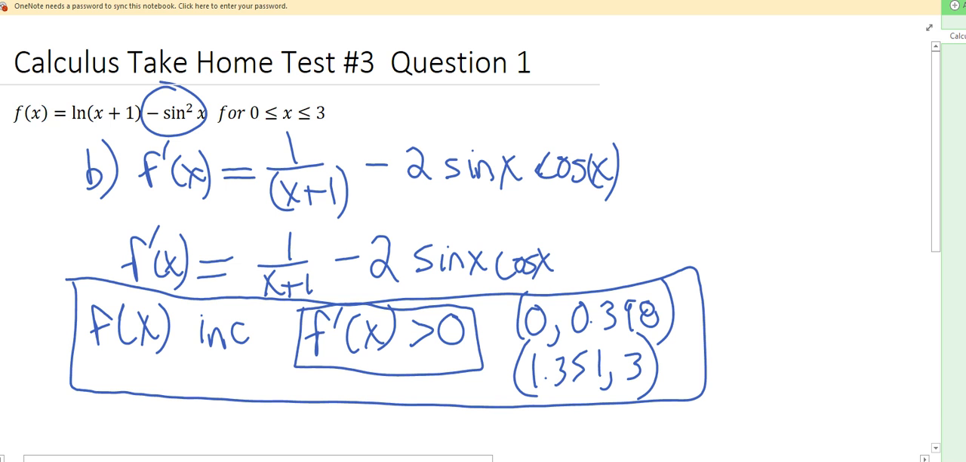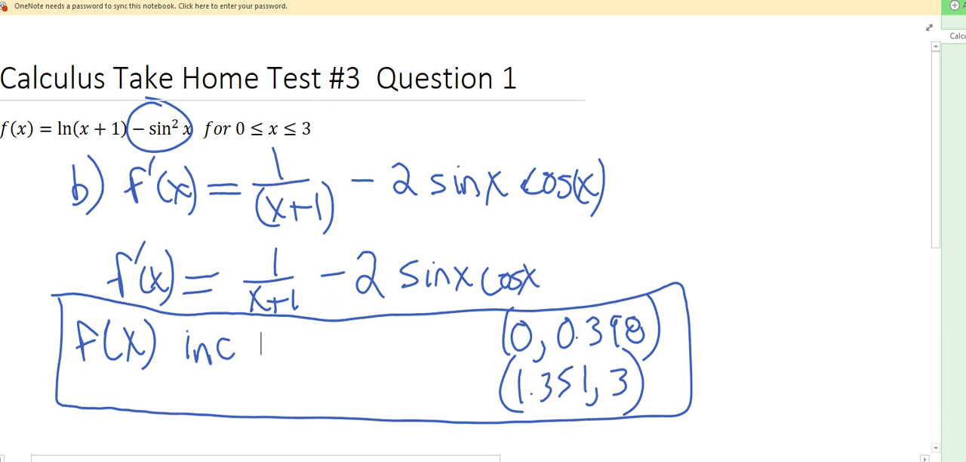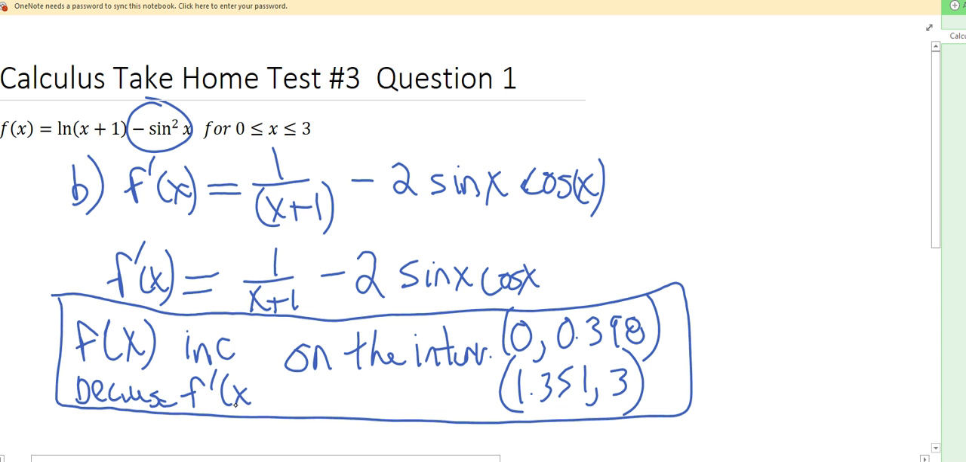Alright. Actually I'd probably write it like this. F of x is increasing on this interval. It's increasing on the intervals and list them there, and you can just make a statement down here because f prime of x is greater than 0, and that's great justification. Alright, let's take a look at C.